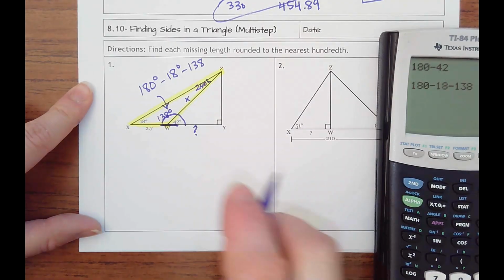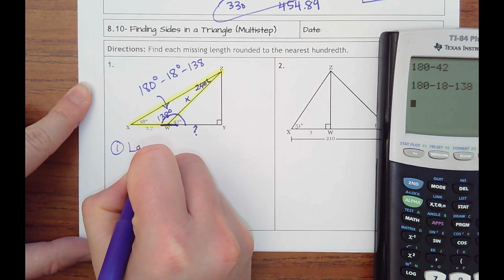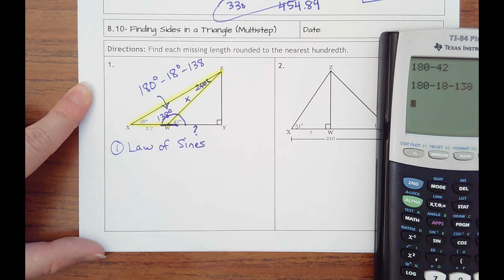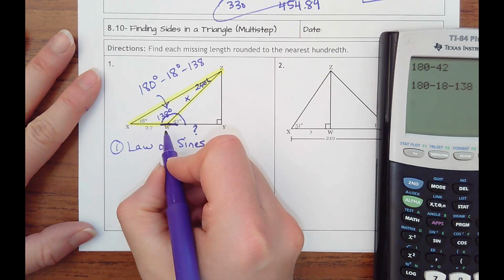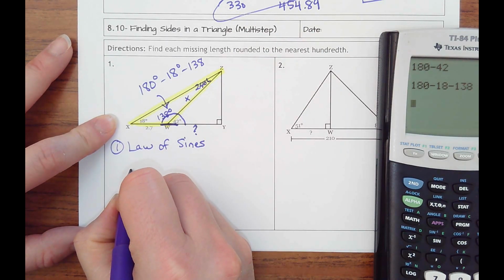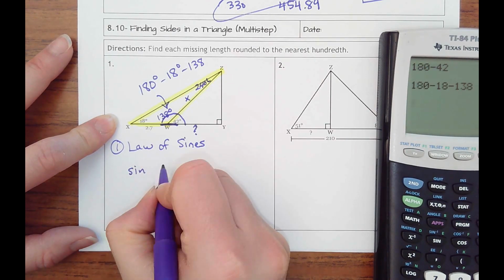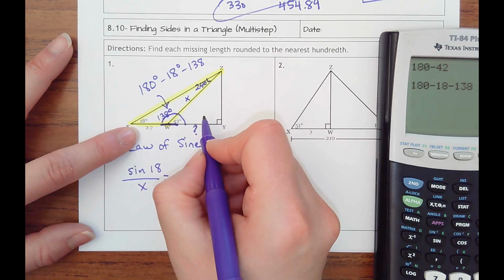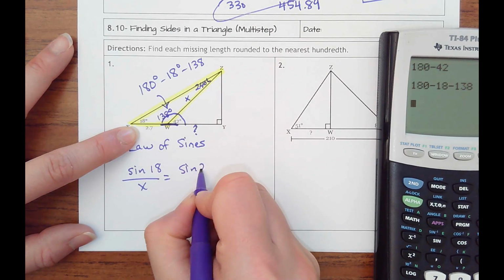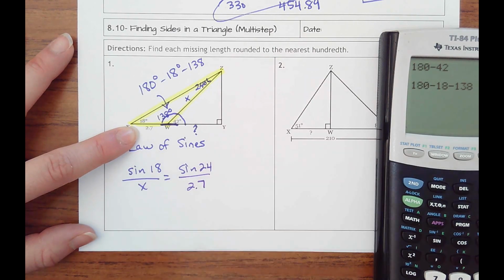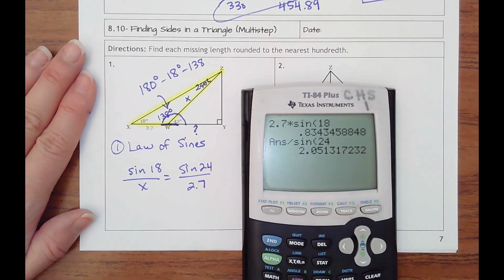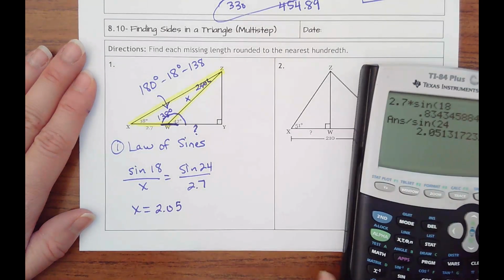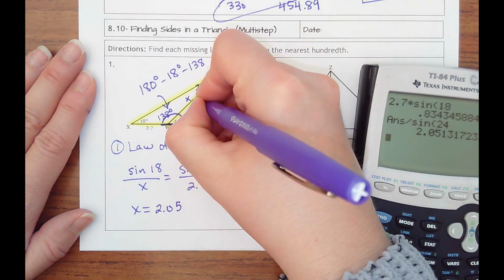Okay, so first step, law of sines. I'm going to put my sine of 18 degrees over its opposite side x equals sine of 24 degrees over 2.7, cross multiply and divide, and you should get 2.05 when you round to the nearest hundredth. Okay, so now this is this side right here.